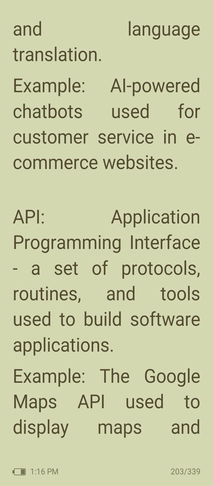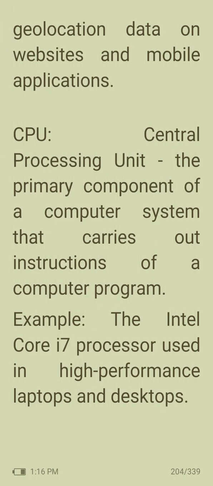Example: AI powered chatbots used for customer service in an e-commerce website. Then API, application program interface, a set of protocols, routines, and tools used to build software applications. The Google Maps API is used to display maps and geolocation data on websites and mobile applications.